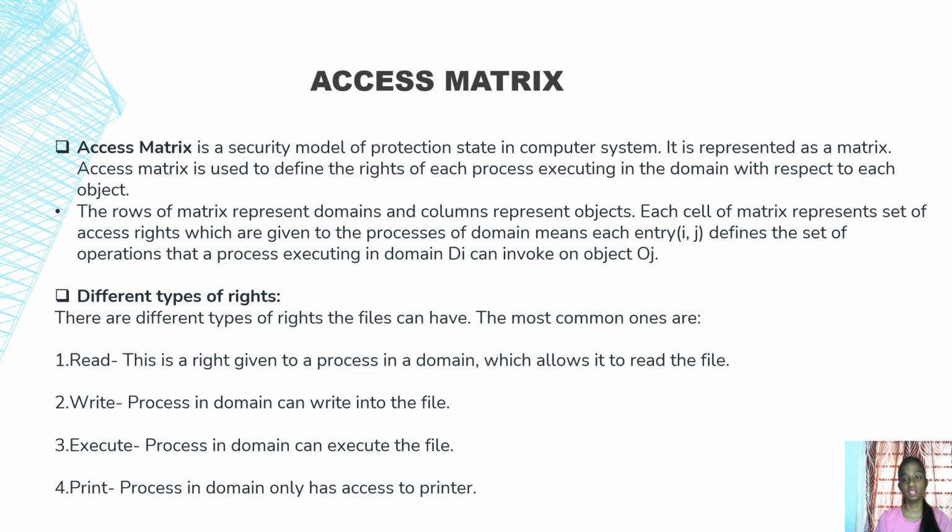That means each entry (i, j) defines the set of operations that a process executing in the domain Di can invoke on an object Oj. So we'll see what are the different types of rights. There are different types of rights in the files, and the most common ones are read, write, execute, and print.